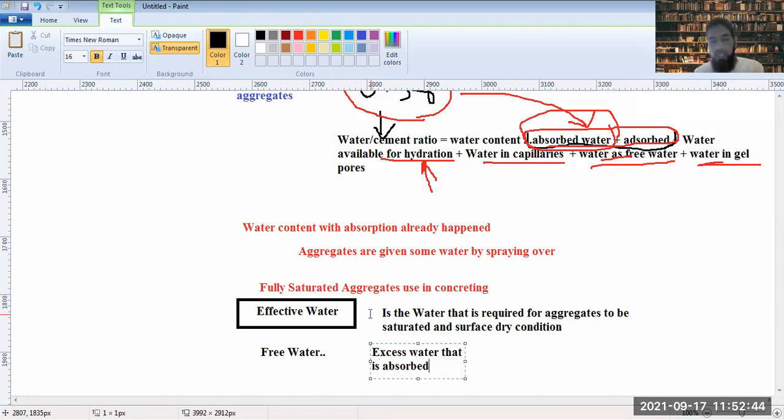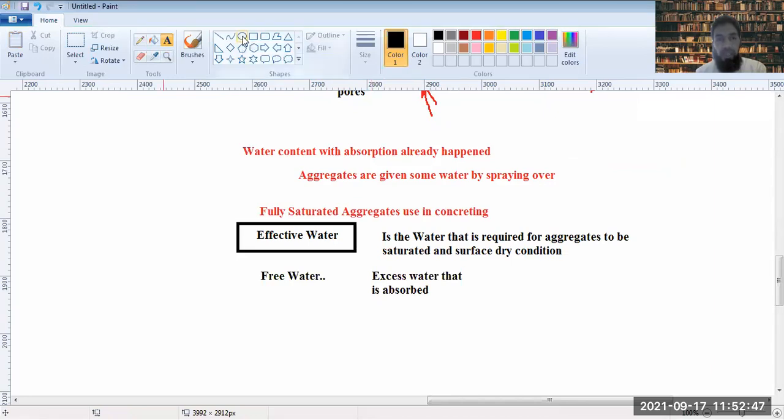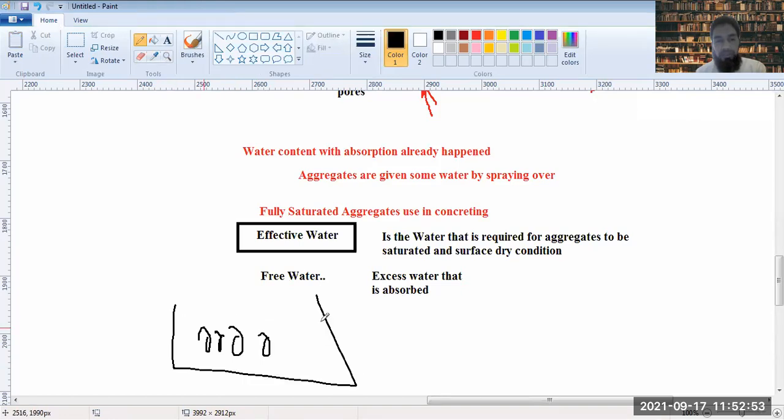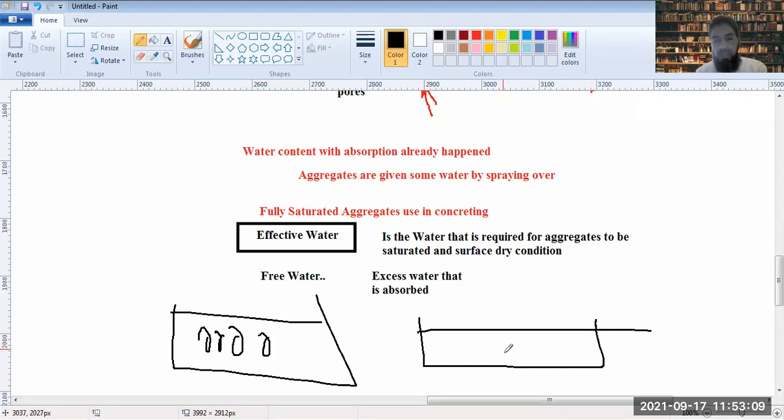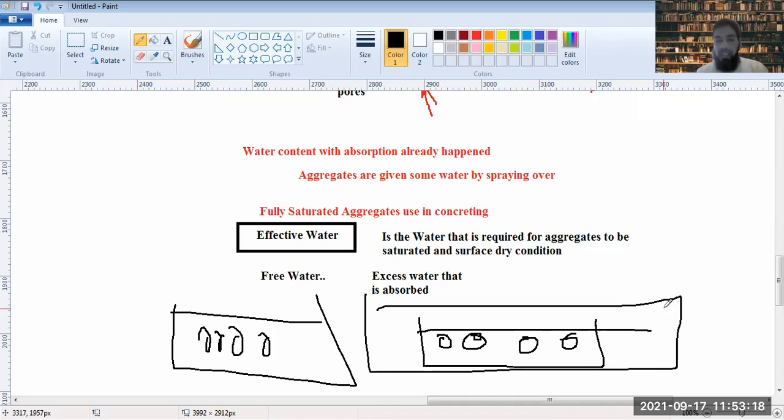So how do you get free water? You can easily get free water. You first soak the aggregate particles completely in water. This is a beaker of water, in which I soaked them. Then I take out these aggregates, place them in a tray, and put them in an oven. In that oven, the temperature is kept around 100 to 200 degrees Celsius over a period of 24 hours. So the absorbed water also comes out of them.